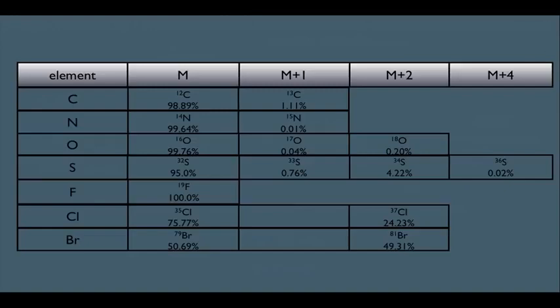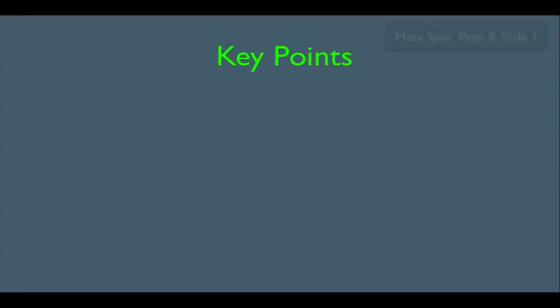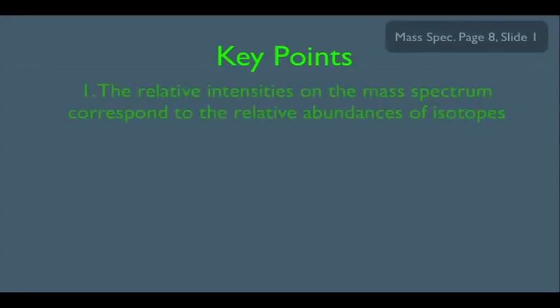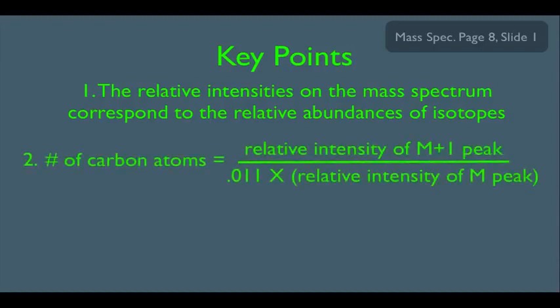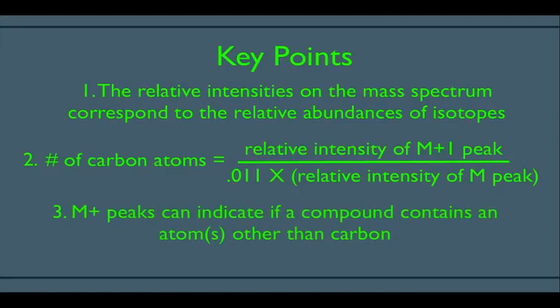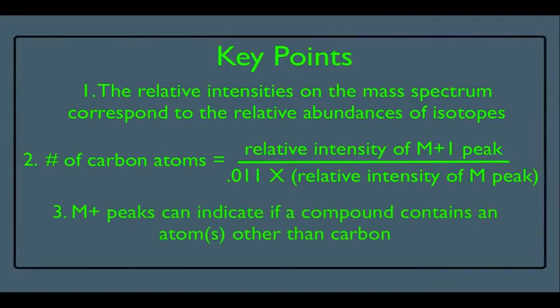These are just some. So, what did we learn here? Key points. Number 1, we saw a relationship here: the relative intensities of the mass spectrum correspond to the relative abundances of isotopes. We also saw number 2, a valuable formula that can help us calculate the number of carbon atoms in an unknown sample in the mass spec. And we also saw number 3, that M+ peaks can indicate if a compound contains atoms other than carbon.